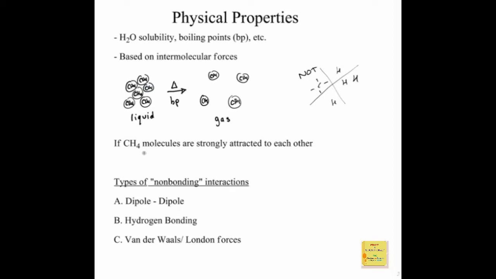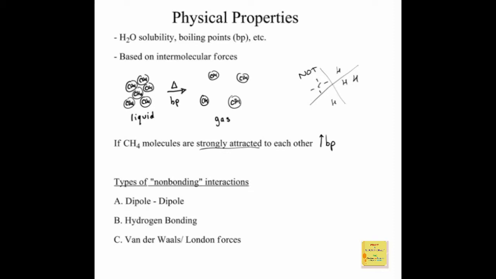If those CH4 molecules are strongly attracted to each other, what will that do to the boiling point? It's going to be more difficult to pull those molecules apart from one another, so we're going to have to put more energy in to do that, meaning increase the temperature even more. That's going to increase the boiling point if we have a strong attraction between molecules.